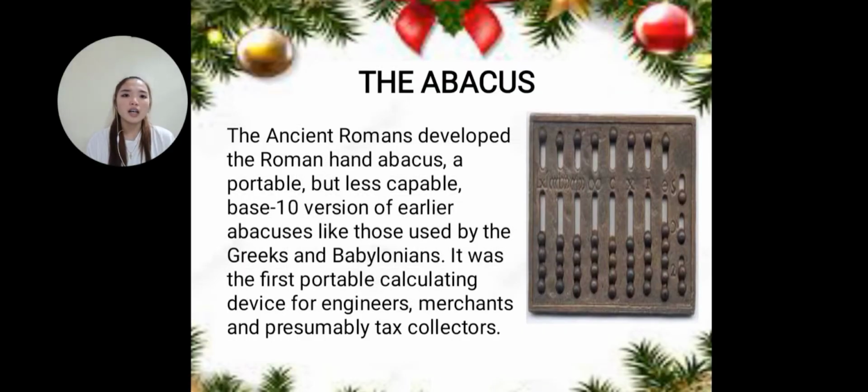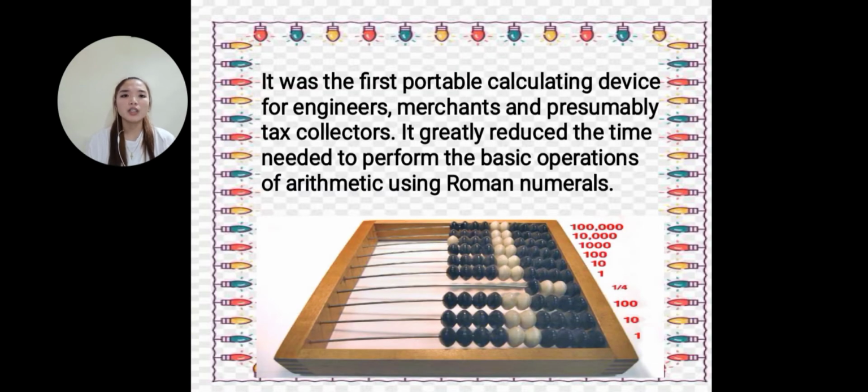The abacus. The ancient Romans developed the Roman hand abacus, a portable but less capable base 10 version of earlier abacuses like those used by the Greeks and Babylonians. It was the first portable calculating device for engineers, merchants, and presumably tax collectors. It greatly reduced the time needed to perform the basic operations of arithmetic using Roman numerals.